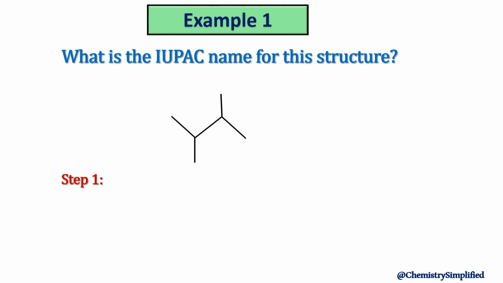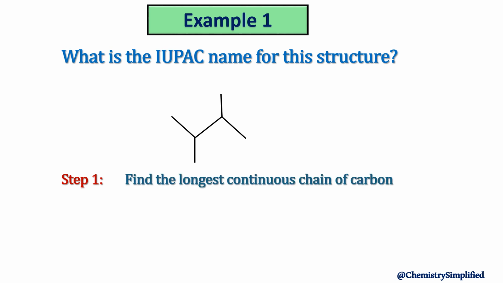Step 1 is to find the longest continuous chain of carbon. We draw a line through all of the carbons without lifting it, and we see we have this one left over, so is this one. These two, we refer to them as substituents or branches, the ones that are left over.